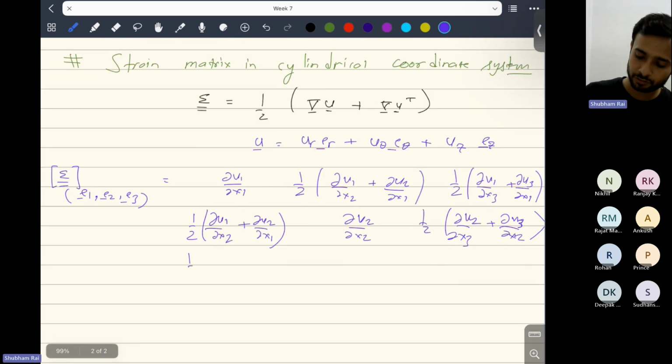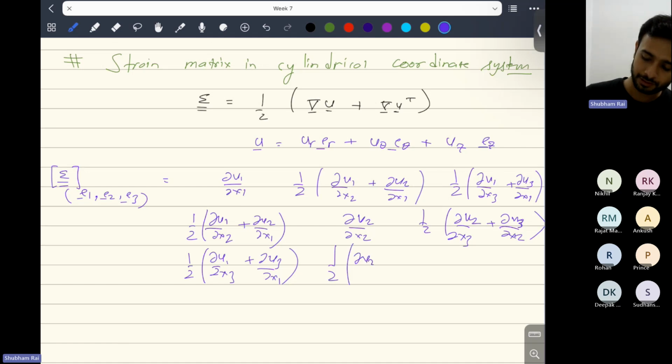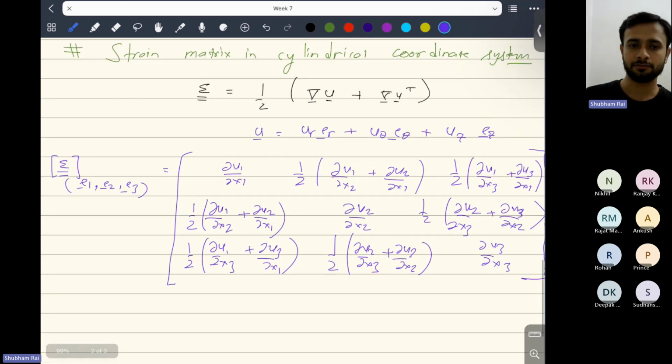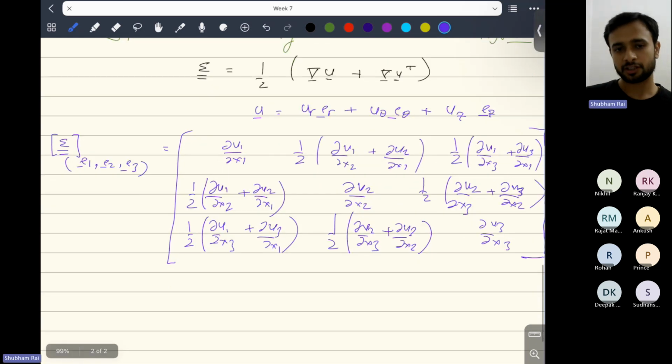Then it is symmetric, so here also you will have, sorry, half of del u1 by del x3 plus del u3 by del x1. And here also you have half of del u2 by del x3 plus del u3 by del x2. But here you will have del u3 by del x3. This is the matrix that you have. Now this is in the Cartesian coordinate system.